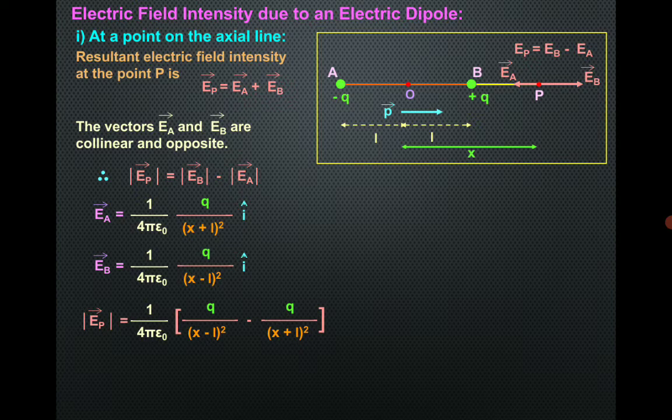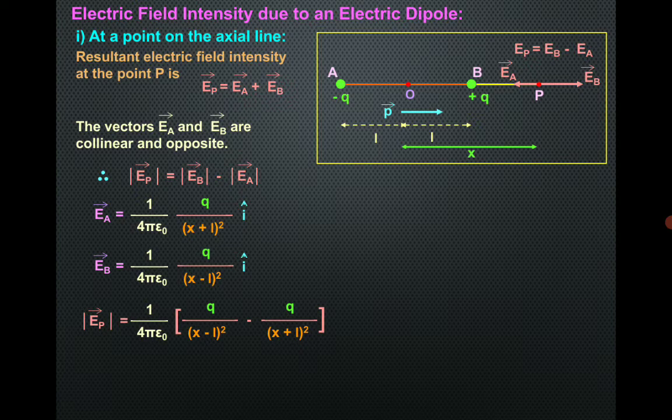So for vector EP, we use these two values along with the negative sign with EA, or we can say, in the previous expression where we have written in the magnitude form, we can directly use that negative sign. So we can write mod of vector EP is equal to 1 upon 4 pi epsilon naught times Q upon (x minus L) whole square minus Q upon (x plus L) whole square. Let's see how it is.